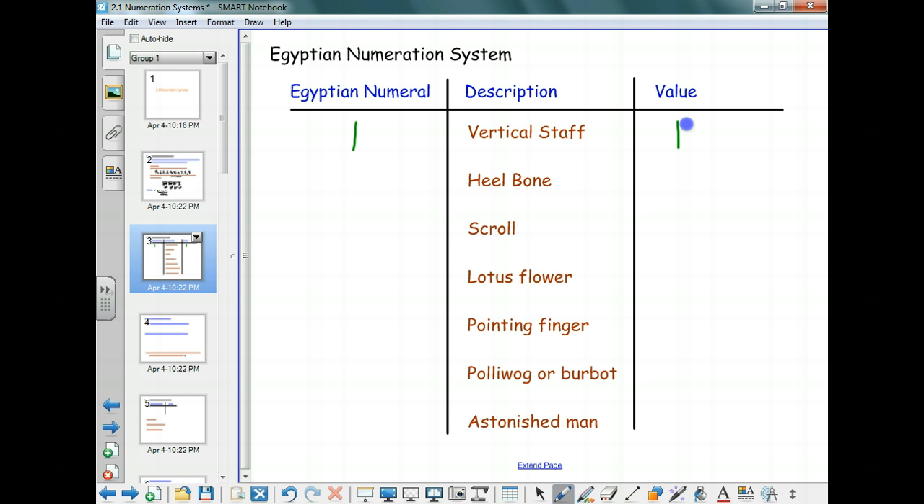The next symbol that they have is a heel bone, and a heel bone looks like this symbol. Again, another symbol that you may have seen used before. We use it in set theory. We use it for unions and intersections. We have seen it there. But it looks like an upside down U. And a heel bone has a value of 10.